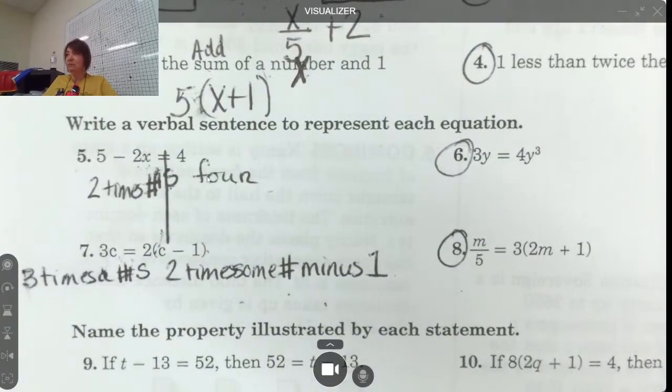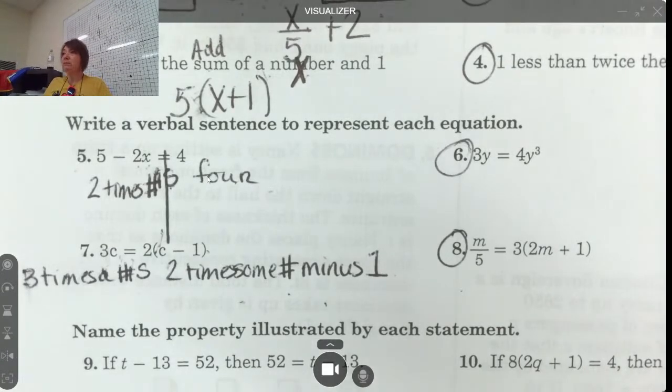So you could use "a number", like you could use "a" both times. Yep, you sure could. "A times" or "3 times a number" or "2 times a number". Both work. Both of them work. If you'll notice up here, they used "a number".